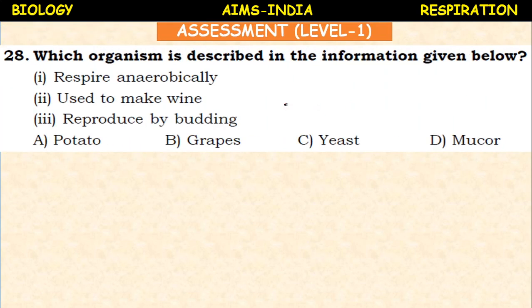Which organism is described in the information given below? This kind of question is an analytical approach type question which carries 4 marks. So here the description: respires anaerobically, used to make wine, reproduced by budding. These are all the characteristic features of yeast.